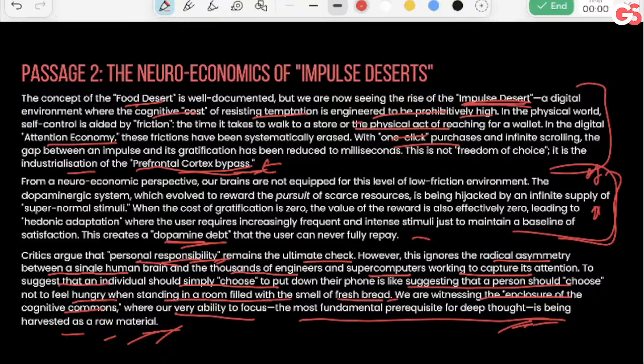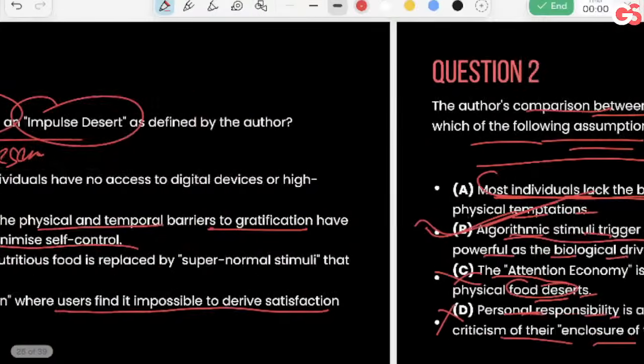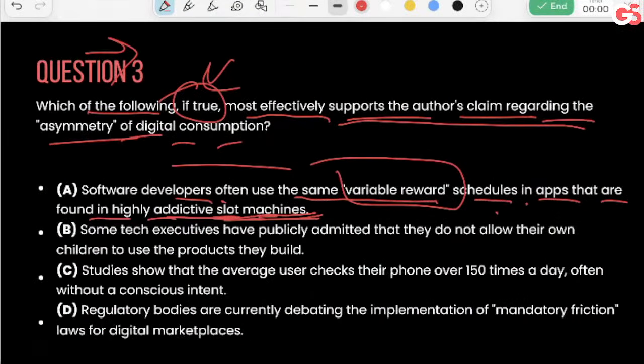See, however, critics argue that personal responsibility remains the ultimate check. However, this ignores the radical asymmetry between a single human brain and the thousands of engineers and supercomputers working to capture its attention. Yes, so this looks like what I gave as an example: thousands of engineers run the brain and give the same variable rewards that it wants. So it looks like A is correct here. If A is correct, it will support the author's claim, right?